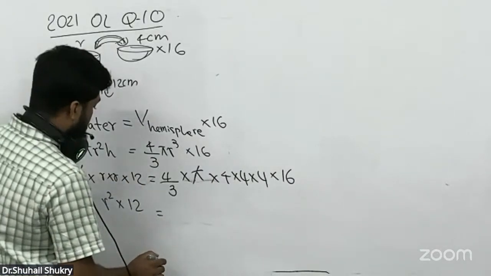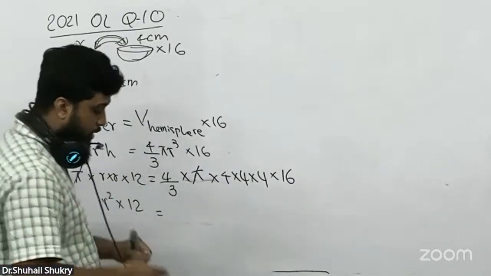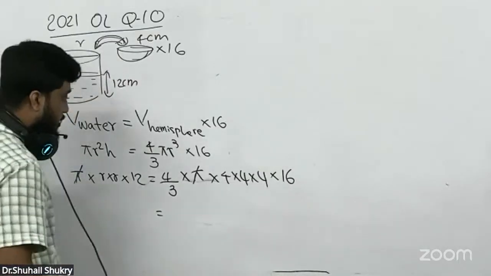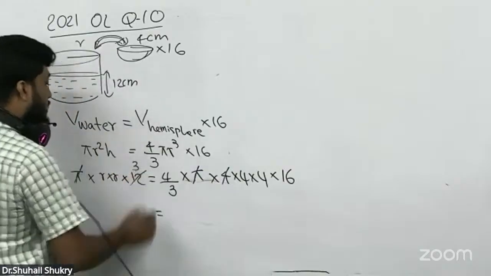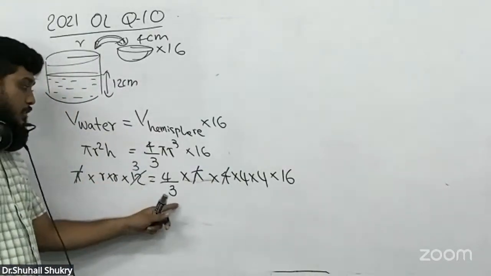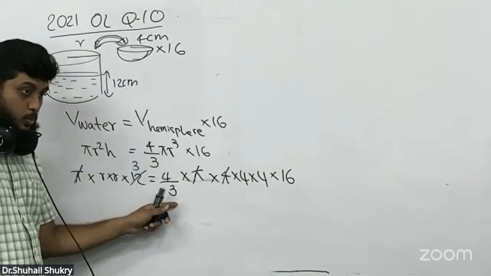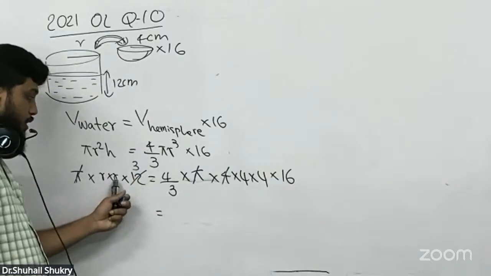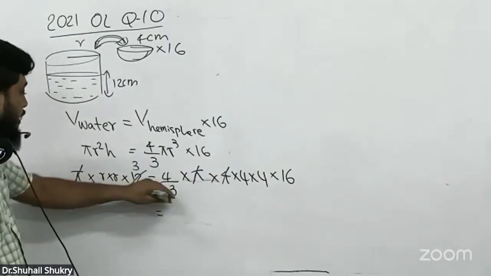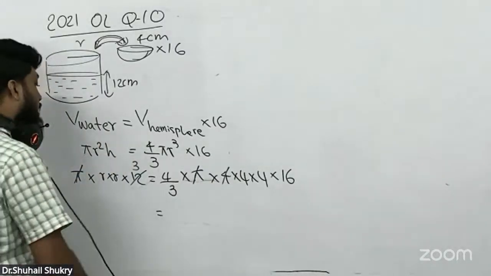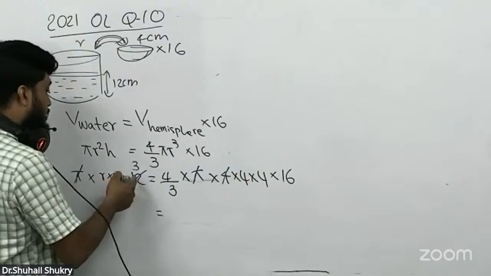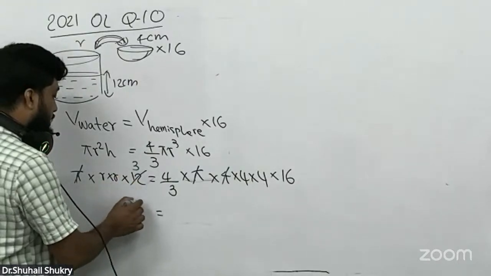Here I will get r squared into 12, and I will simplify everything possible. I can simplify this 4 and 12. 4 and 12, how much? 3. But can I simplify this 3 and this 3? Can't. Why? Because this is on the left side and this is on the right side. When you send the 3 to this side, it comes up. That's why we can't simplify that. Anyhow, now we get 3r squared here.